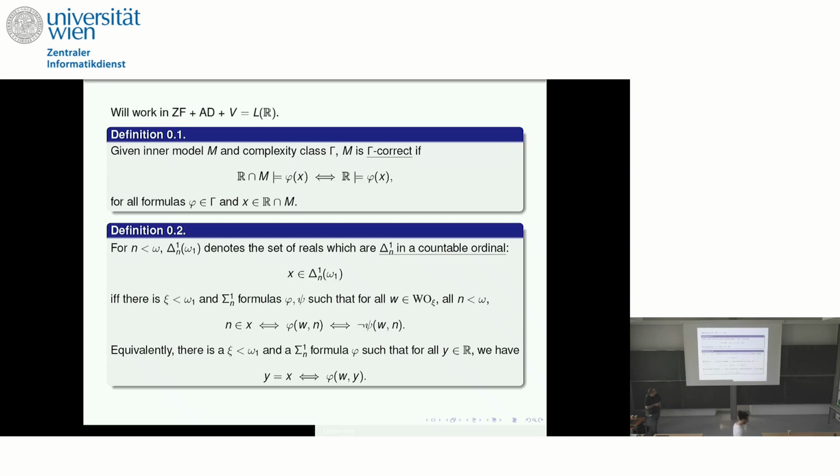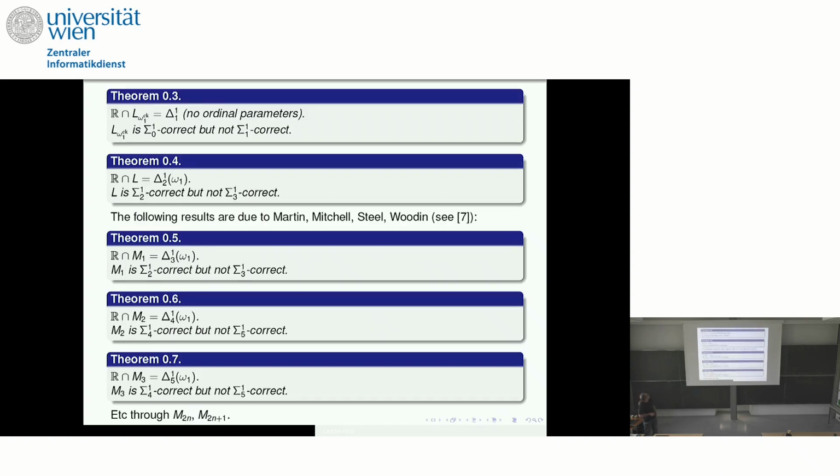Equivalently, because we're talking about sigma 1 n here, and maybe n is at least 1, there's a sigma 1 n formula phi, and for all reals we have that y equals x if and only if phi of w and y, when w is again like this, of order type xi. Okay, and then some standard, well-known facts about some of these things.